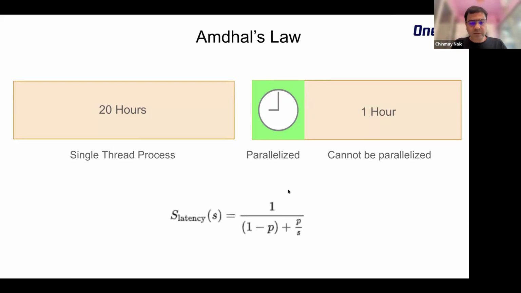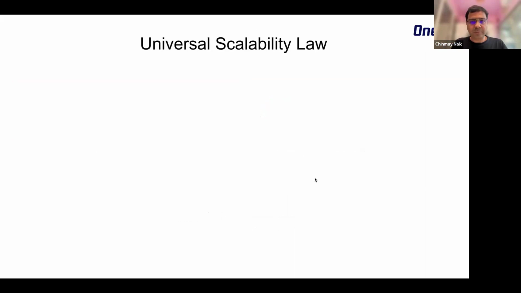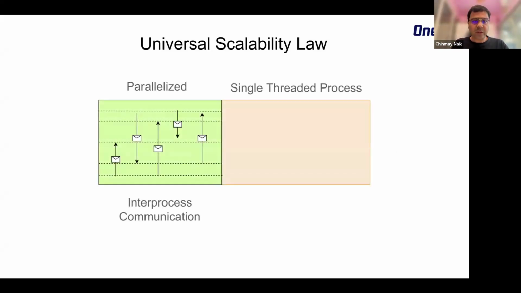So I won't go into the formula here, but similar to that, a general case of Amdahl's law is the Universal Scalability Law. Imagine again a single program where this part is a single threaded process, meaning it cannot be parallelized, the yellow portion. And this part of the program can be parallelized.